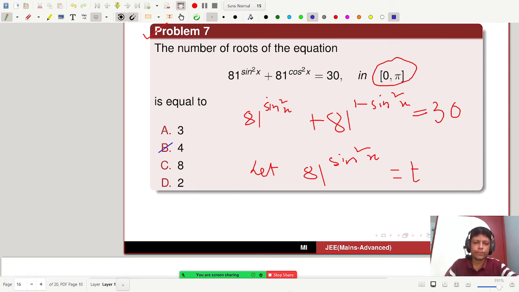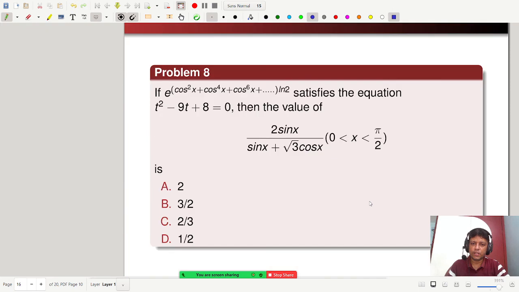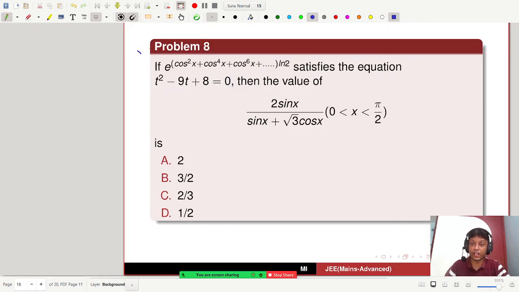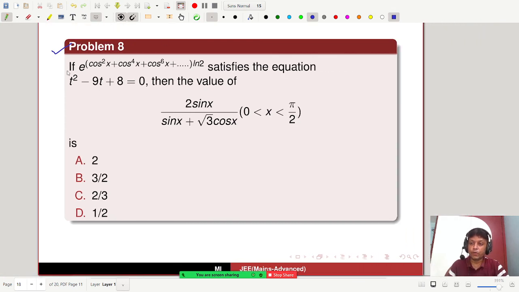Okay, everybody. So this is your problem number 7. Now let's move quickly to problem number 8. That is also a very common problem in the JEE paper. Now you have e to the power cos square x, cos to the power 4x, cos to the power 6x, etc. This is an infinite series, and ln2 satisfies the equation, then you have to find the value of this. It looks very complicated, but it is very easy.